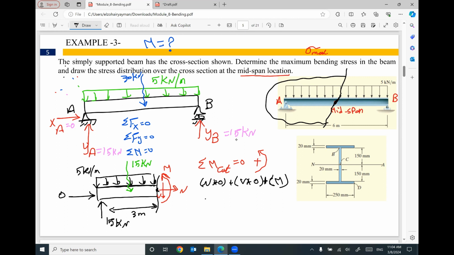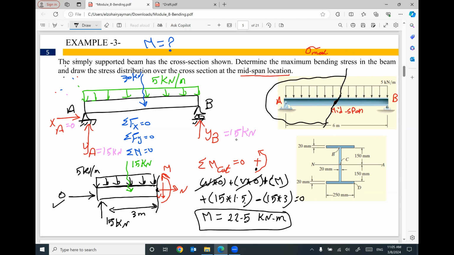And we have 15 times distance 1.5 meter, and we have negative 15 at the reaction times 3, and this reaction is 0, equals 0. Any moment counterclockwise will be positive. Any moment clockwise will be negative. The only unknown in this equation is M, so I can figure out the value of M. This value will be 22.5 kilonewton meter, positive. Positive means this direction of the moment, which looks like this, is correct.